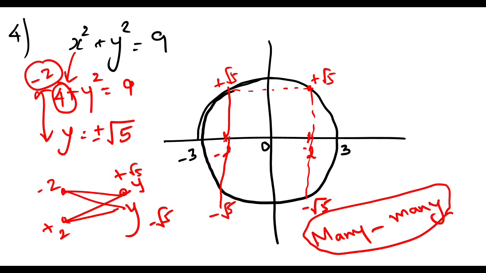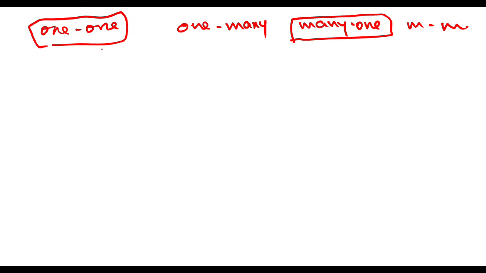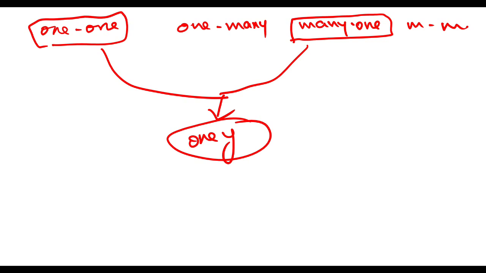Okay, of these four relations, that is 1 to 1, 1 to many, many to 1, and many to many, these two relations are very important. These two relations, if you have noticed, they give you one y value, whatever the x value is. So the value for y is exactly 1.